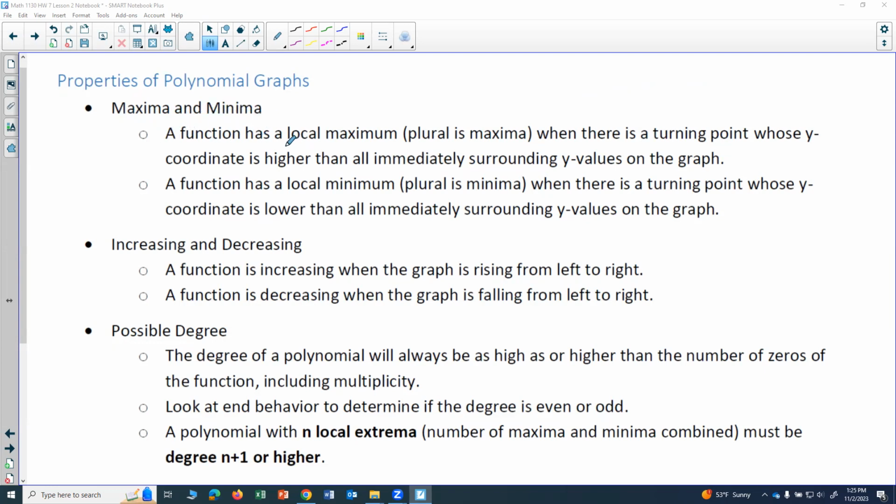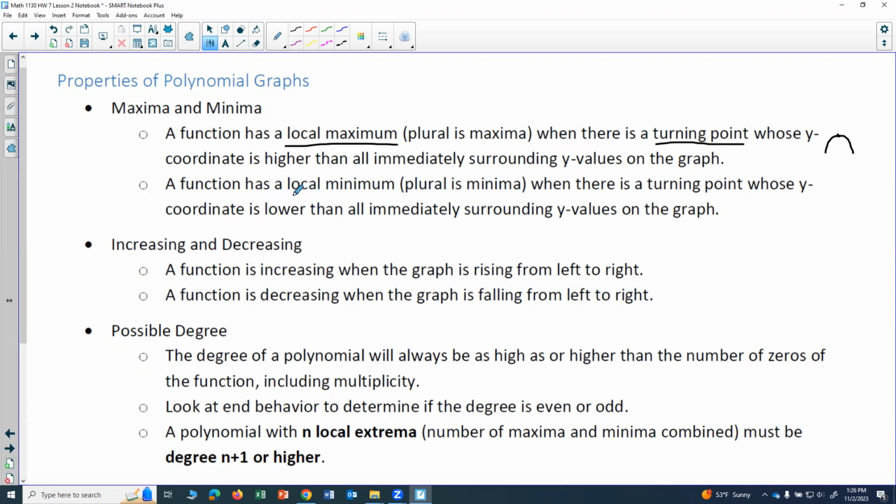A function has a local maximum. The plural would be maxima. When there's a turning point whose y-coordinate is higher than all immediate surrounding y values on the graph, so something like that, you would have a local maximum at that point.